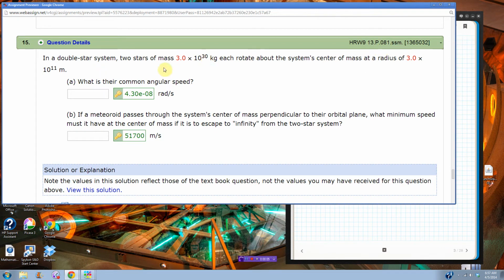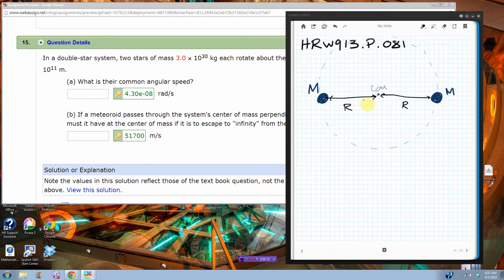HRW913P081. In a double star system, two stars of mass m each rotate about the system center of mass at a radius of r. What is their common angular speed? It's the first one.